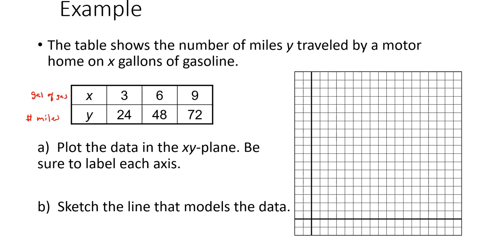Plot the data, be sure to label the axes. So this is going to be number of gallons. This is going to be number of miles. All right, so if I count this off, I think I have 18 dashes, 3, 4, 5.